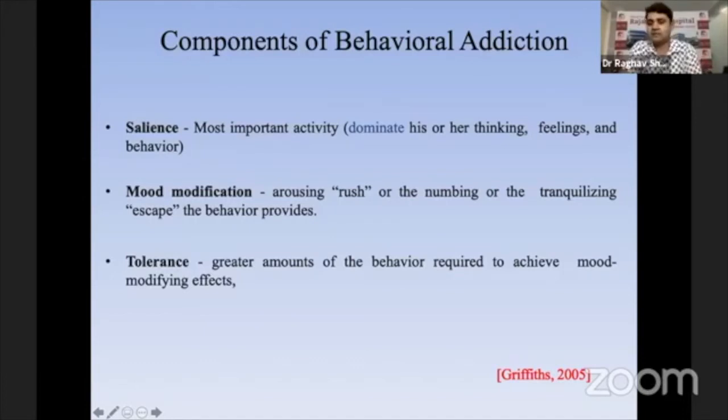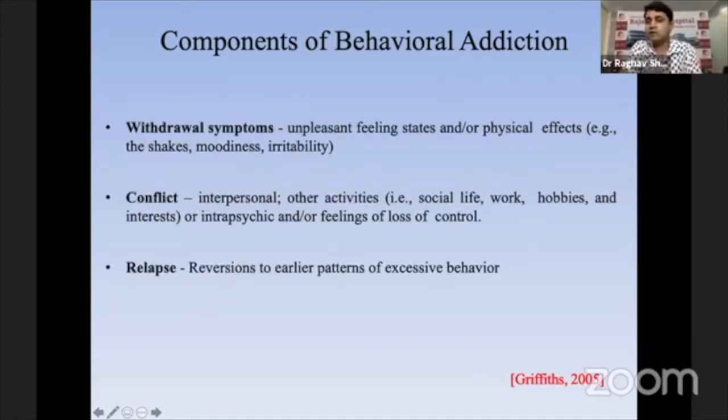Arousal or a rush, something similar to a substance user, like a smoker who gets his cigarette after a long time. Similar to that, tolerance is there, that the amount of behavior devoted to it goes on increasing. There are withdrawal symptoms also. An adolescent might react in a very unfavorable way if he's not allowed to use his gadget or do the online shopping or other things which he is interested in.